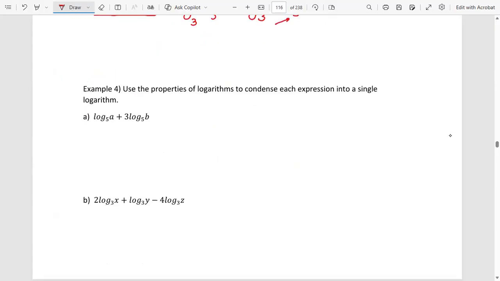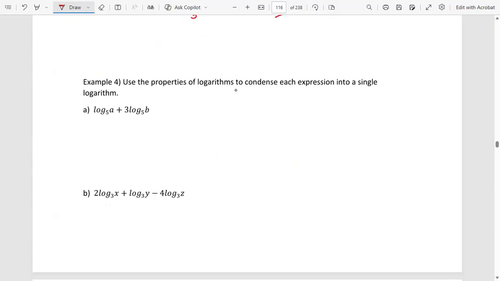Next example, it says use the properties of log to condense each expression into a single log. Okay, we want to just write it as one single log. Right now, I see that two logs are adding together. But I want to just have it as one single log. That means at the end, I just want one log with base 5. And everything else must go inside the parentheses. No more logs.